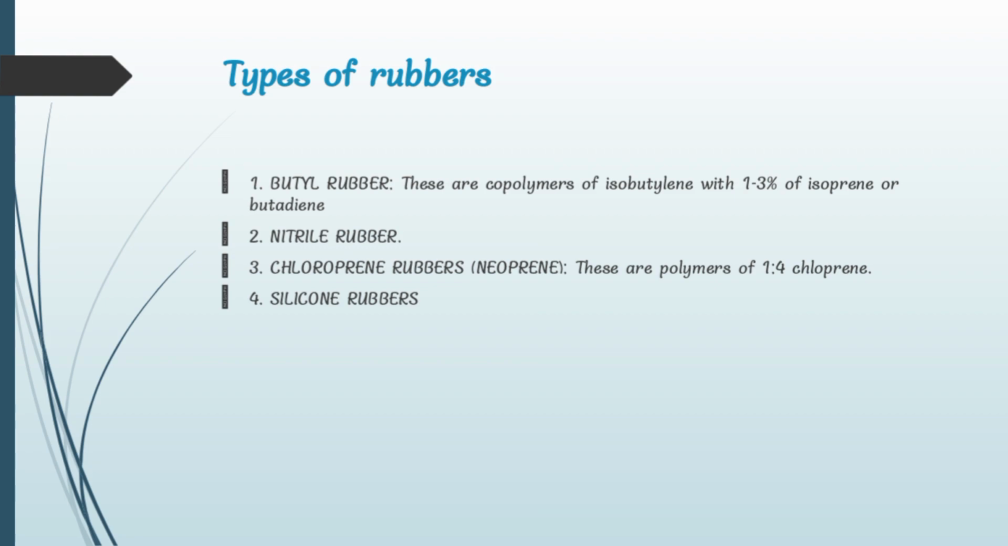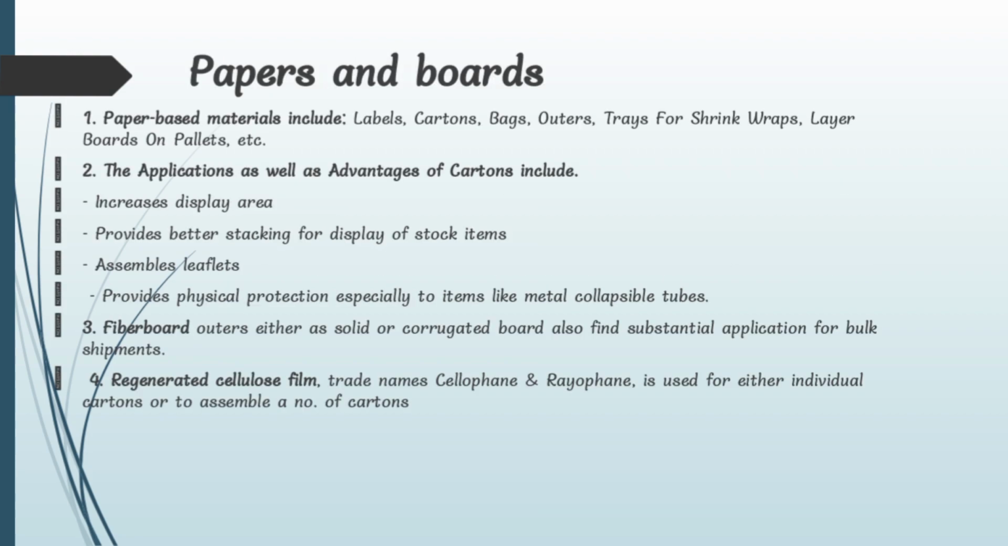Third is chloroprene rubbers, that is neoprene. These are polymers of 1:4 chloroprene. Fourth is silicone rubbers. Next packaging material is paper and boards. Paper based material includes label, cartons, bags, outers, trays for the shrink wraps, layer boards on the pallets, etc. The application as well as the advantages of cartons included is it increases the display area, provides better stacking for display or stock items, assembles leaflets, provides physical protection especially to the items like metal collapsible tubes.